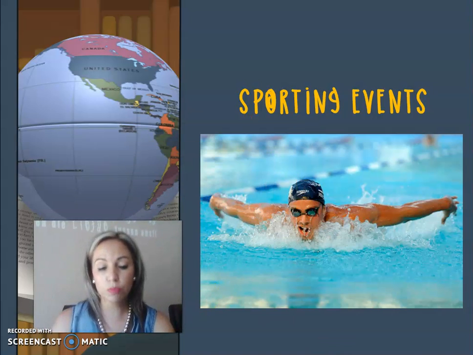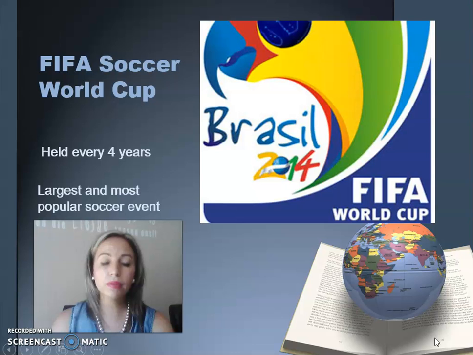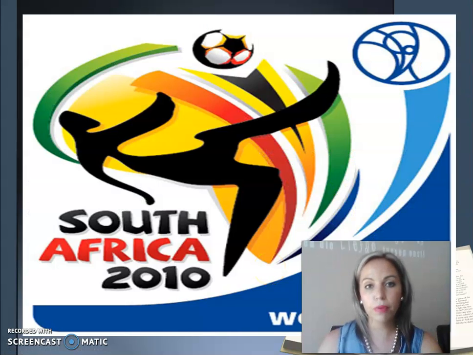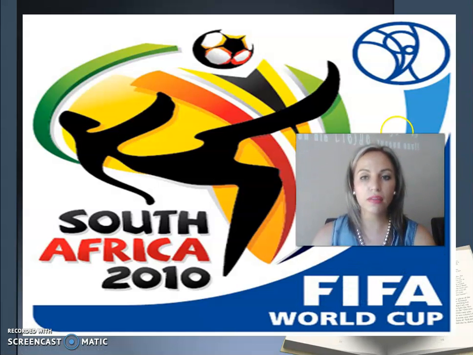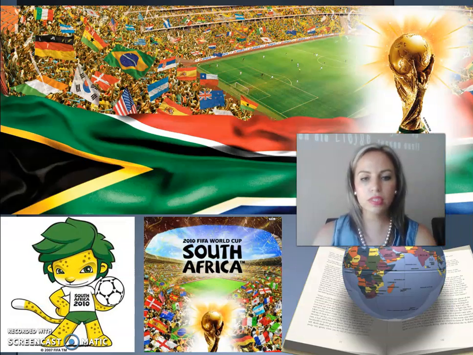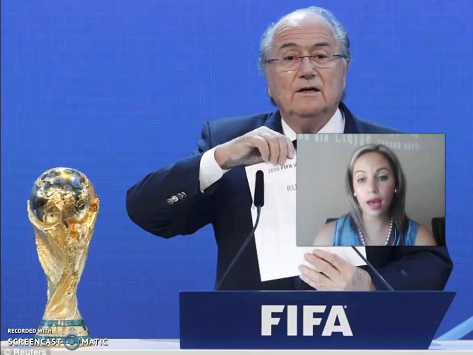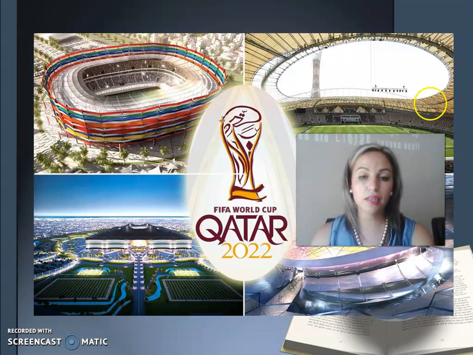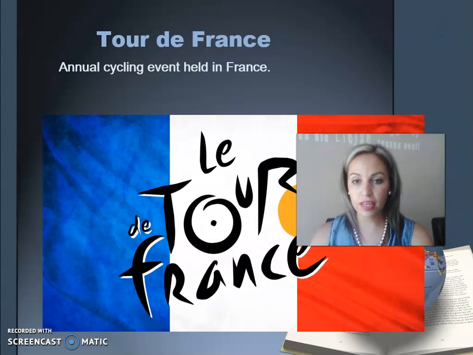Right, so our first one is sporting events. It's where people take part competitively, like in the FIFA Soccer World Cup. The FIFA Soccer World Cup is held every 4 years, and it attracts a large amount of international tourists to the host country. It is a soccer event and takes place in different countries every time that it is held. In 2010, it was in South Africa. Then in 2018 it was held in Russia, and the next one, 2022, will take place in Qatar. Let's hope this will take place as planned, as everything is unsure right now.